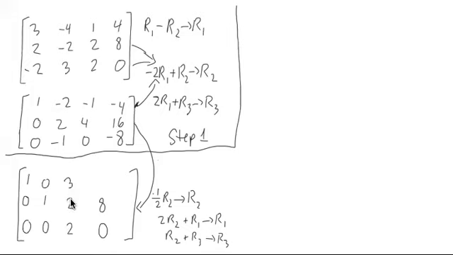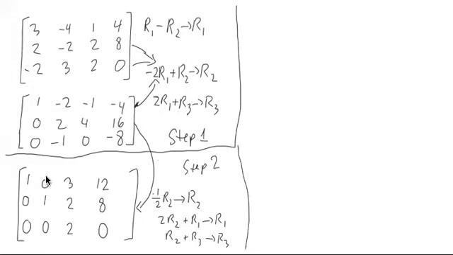this, let's see, we're doing 2 times this row. So imagine 2 times 2 is 4, plus this -1 is 3. 2 times 8 is 16, plus that -4 is 12. Okay, so that completes step 2.